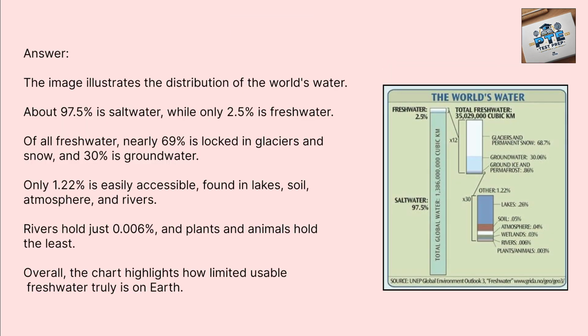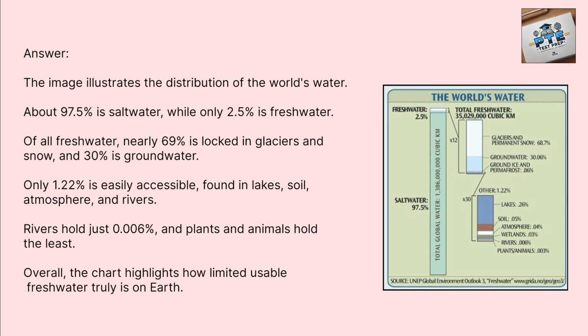The image illustrates the distribution of the world's water. About 97.5% is salt water, while only 2.5% is fresh water. Of all fresh water, nearly 69% is locked in glaciers and snow, and 30% is groundwater.